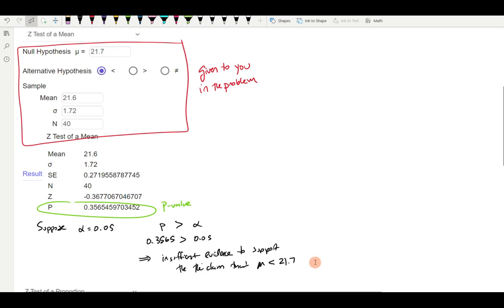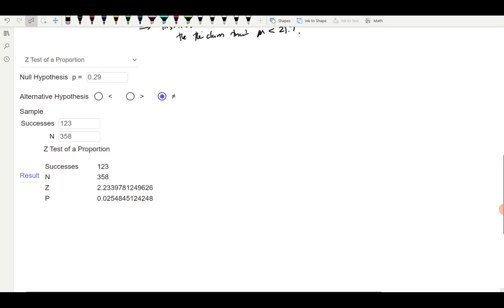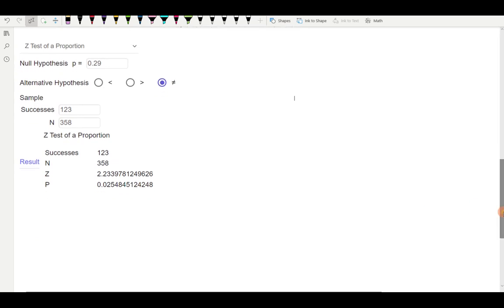Generally speaking, in an actual problem, instead of saying the claim that mu is less than 21.7, you should use the situation that the problem describes. We just don't know that here. Just to give you an example, here is what the output looks like if we're working with proportions instead of means.